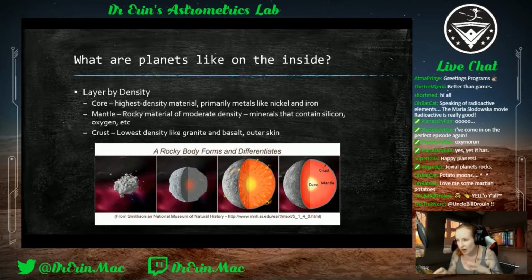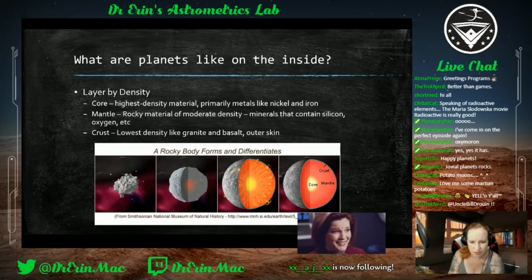Now, this is the rocky material. It's moderate density, and it's going to be more minerals that are like silicon or oxygen, and that's going to be a big part of that too.